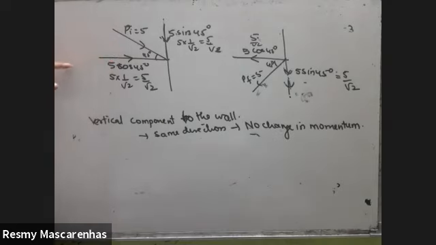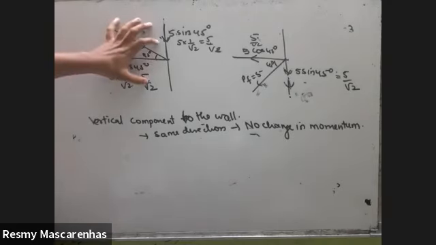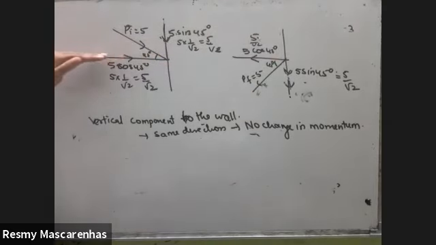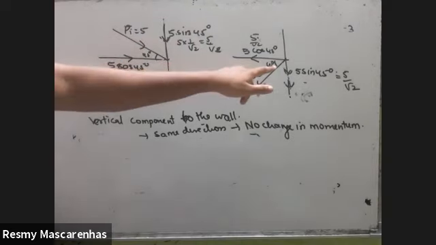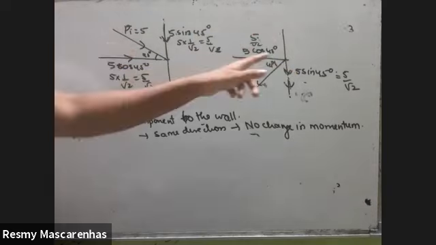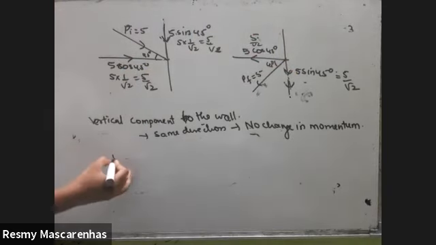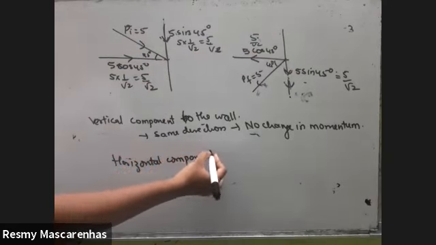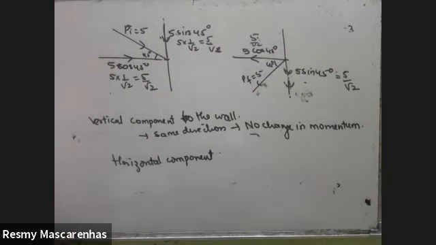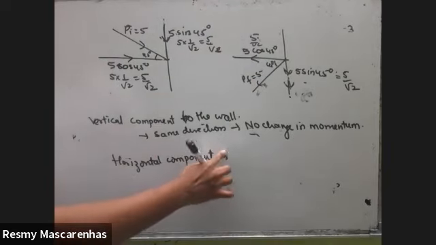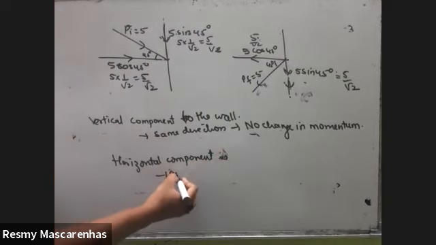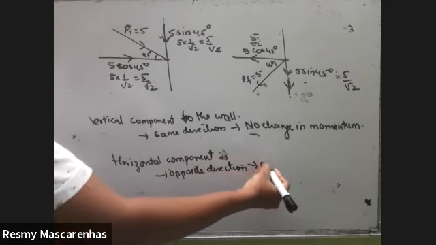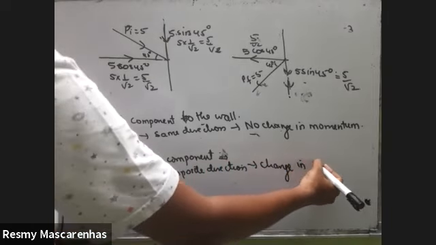But over here, for the horizontal, this diagram is before hitting the wall, and this is after hitting the wall. So before hitting the wall, what is the horizontal component? Coming in this direction. But what happens after hitting the wall? The component changes to the opposite direction. For the horizontal component, there is a change in momentum, in the opposite direction. Therefore, there is a change in momentum. So we'll calculate the change in momentum.